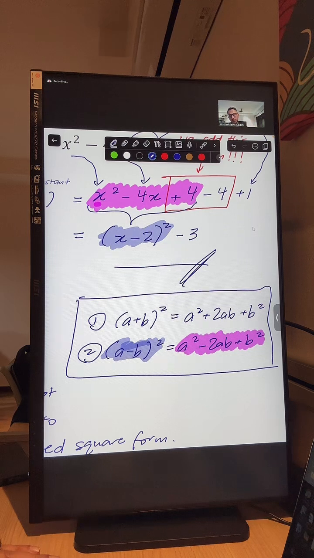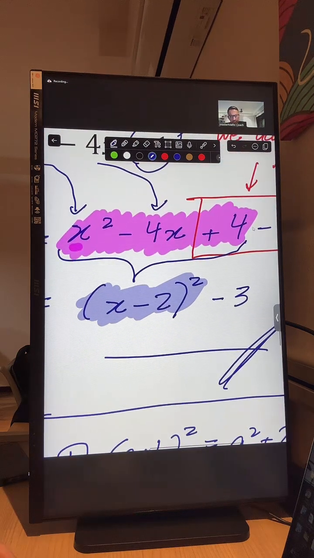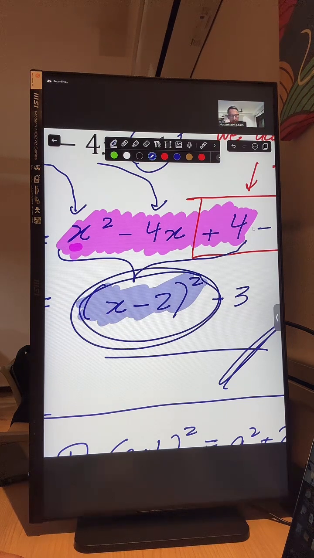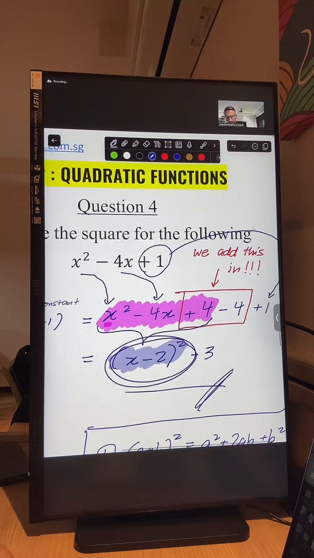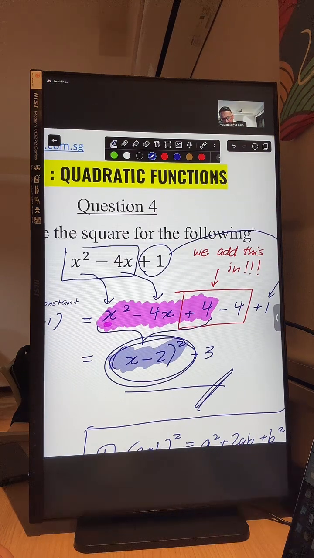So, why do we memorize this? So that when you want to do completing the square, you see, what is the square here? The square here is your x minus 2 bracket square. This is your square. But to get this, we need to insert something into x square minus 4x. We need to add the third term. We have the a square term, we have the 2ab term.